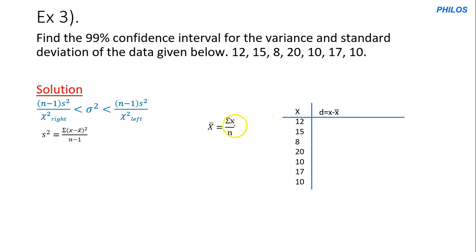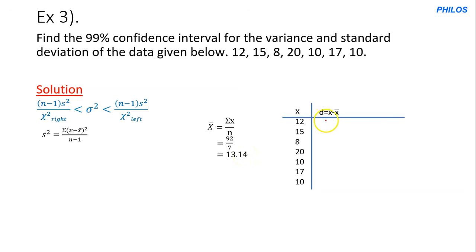So to get the x bar, it is summation x divided by n. How do we get summation x? It is 12 plus 15 plus 8 plus 20 plus 10 plus 17 plus 10. When we add everything together, we get 92. And the sample size is 7, isn't it? So that will give us 92 divided by 7. When you check 92 divided by 7, you get 13.14. So it means that the sample mean x bar is 13.14.